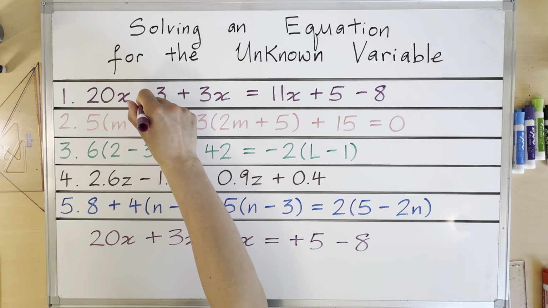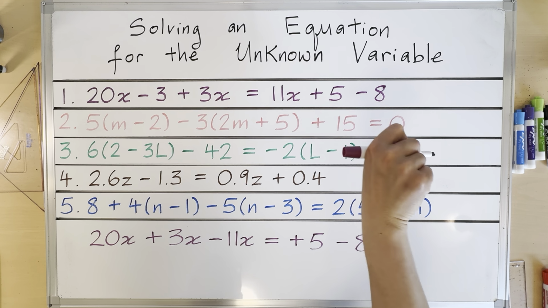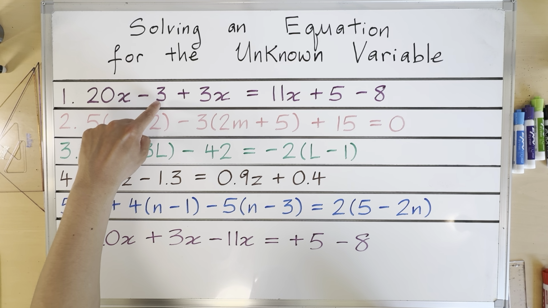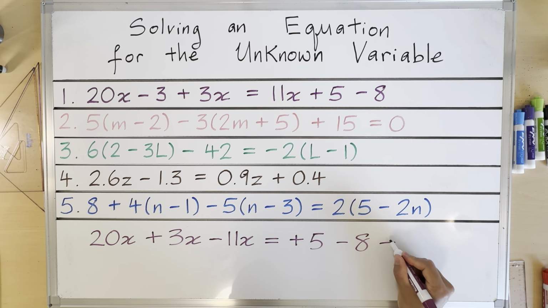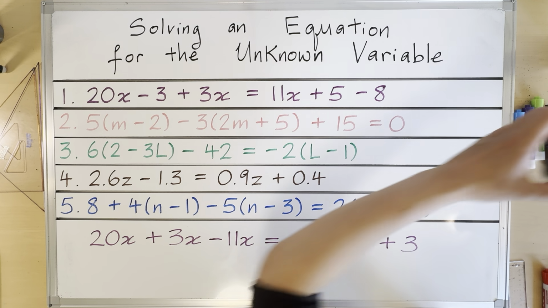And because we're moving negative 3 from the left side of the equation to the right side of the equation, recall from previous lessons that when something positive is moved from one side of the equation to the other side of the equation, it becomes negative. Likewise, when something negative is moved from one side of the equation to the other side, it becomes positive. So therefore, this becomes positive 3. And since there's no numbers before this term right here, I can erase the plus sign.